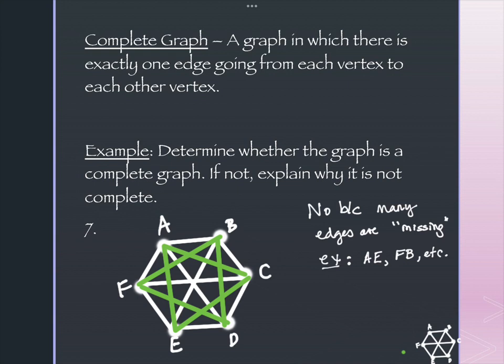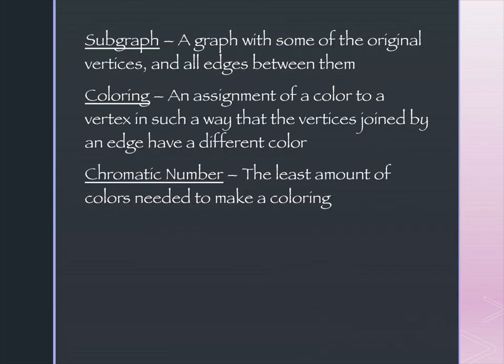Okay. We just keep coming back to more and more terminology. Ready for some more of it? Absolutely. Subgraph. A subgraph is a graph with some of the original vertices and all of the edges that are between them. Like if we had looked at our previous graph where we had 6 vertices, maybe our subgraph only has 4 vertices. But whatever 4 vertices we picked, whatever edges connected them in the first graph still connect them in the second graph.